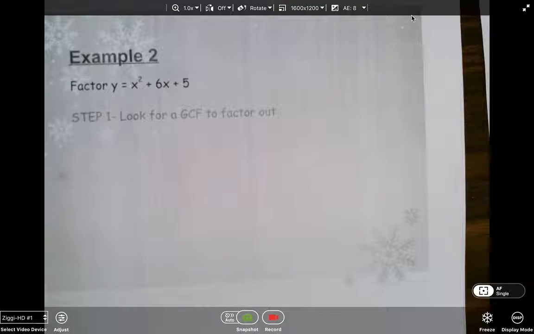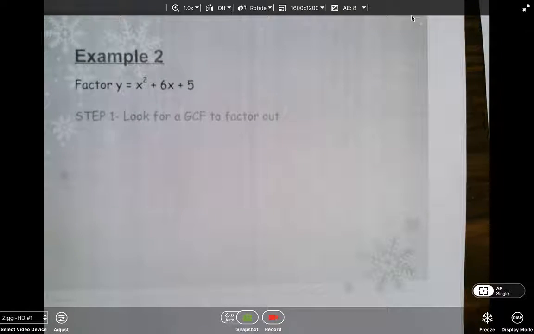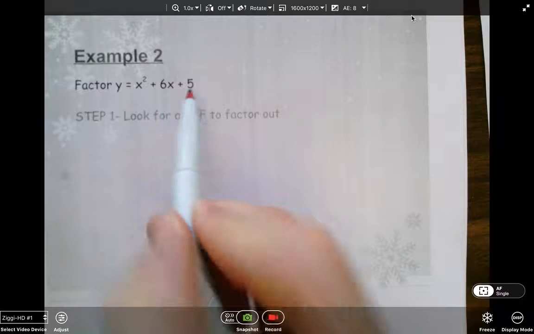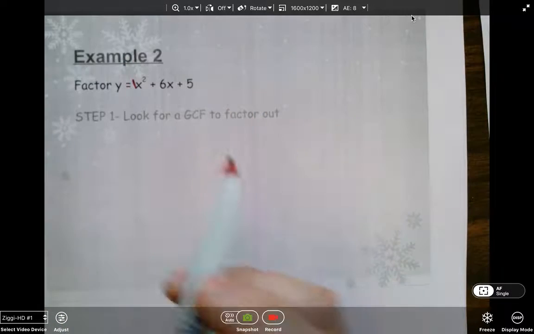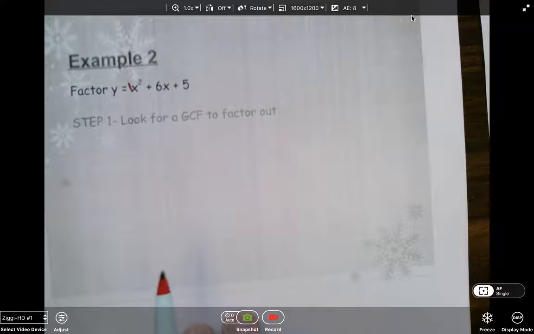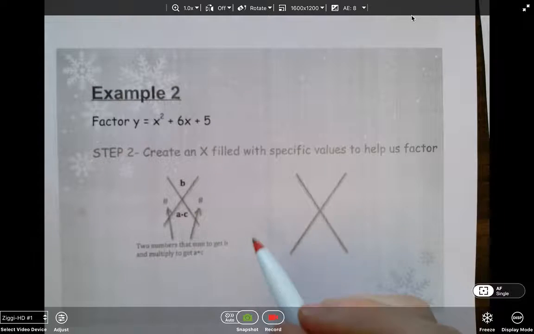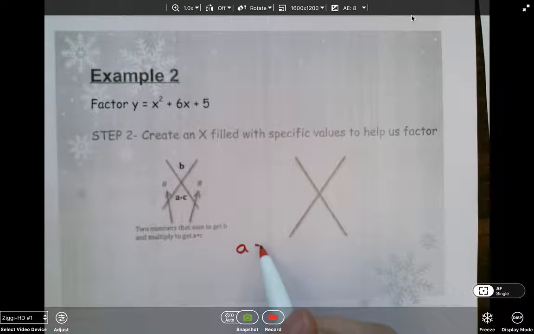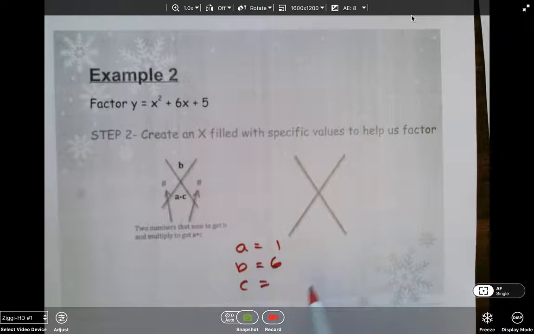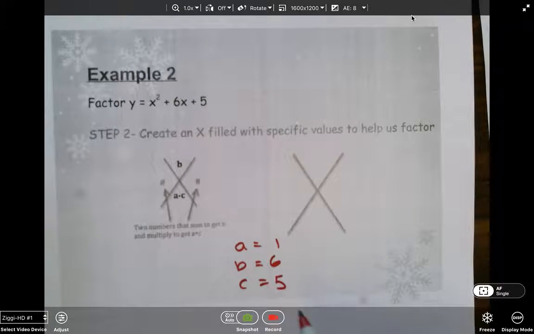Okay, again, all this is just a big number sense puzzle. I'm going to go through the same process. Step 1, look for some greatest common factor. If I look at these three things, I have none. 1, 6, and 5, they share no factors. So I would be done here. Just like the last one, create an X with specific values. So I'm going to look at A, B, C. Our A value is 1, our B value is 6, and our C value is 5.